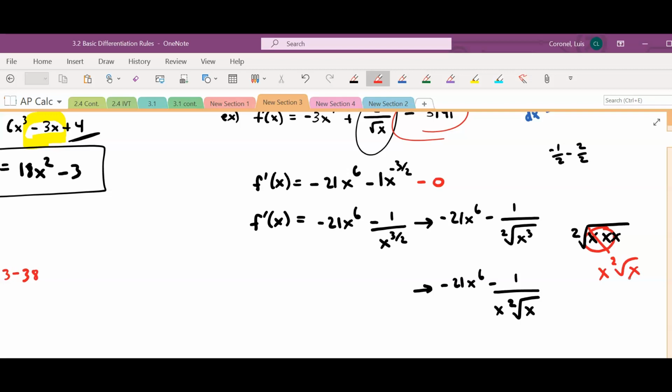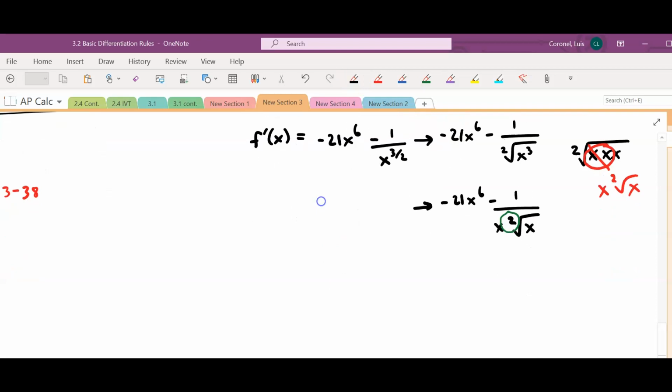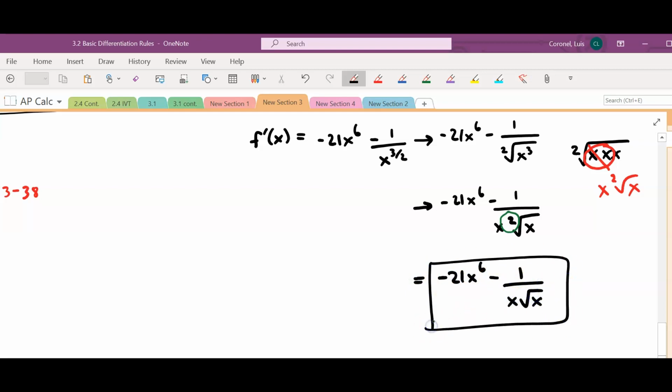Alright, that is the final result. Maybe a question you have is, do you have to write this 2? No, you don't. If you don't write the 2, we know it's a square root. So you could have easily said the answer was negative 21x to the 6 minus 1 over x square root of x. That is fine as well.